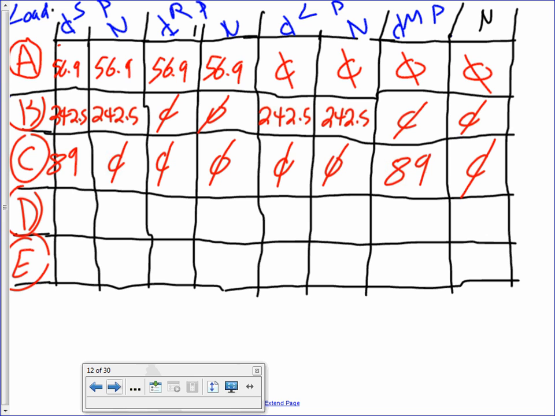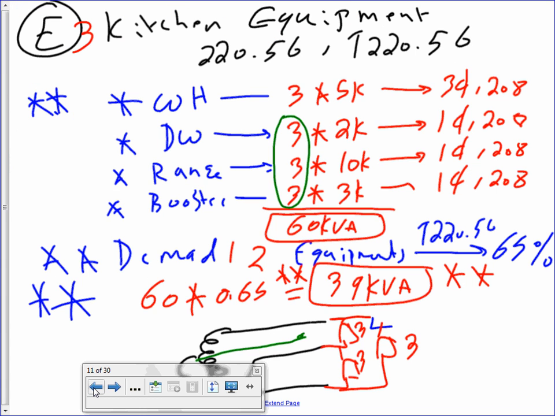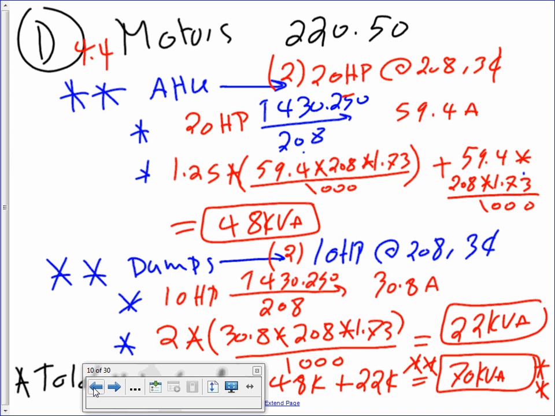D are motors. All my motors are three-phase. Can you guys see that? So if you go back to D, which was for motors, here's my D. Can you guys see all of them are three-phase motors? And the demand factor was 70 for them.